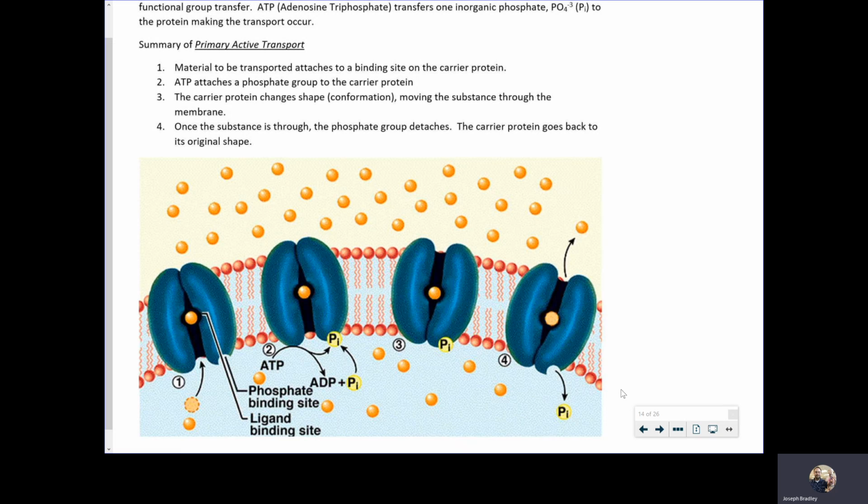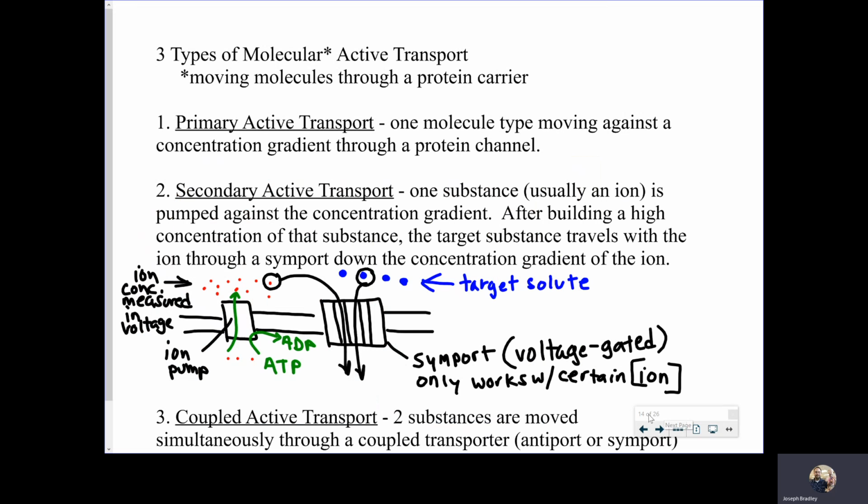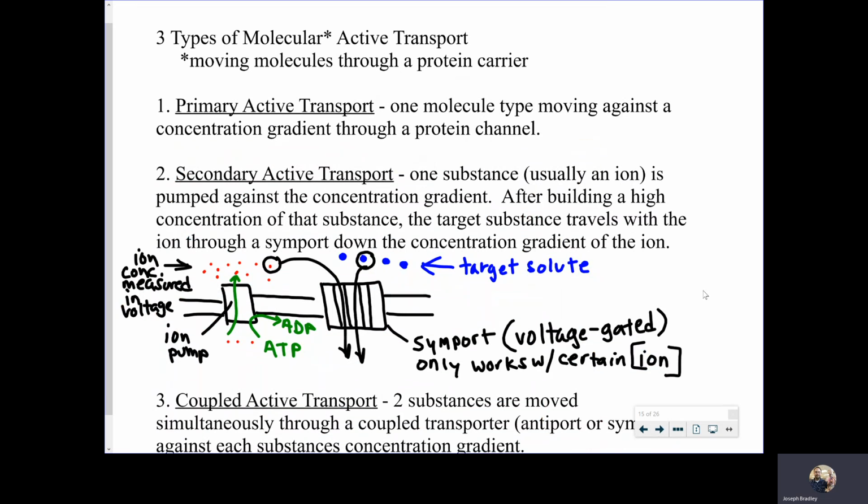And we'll talk about why you need to do active transport in future lessons. So there are three types of active transport. There's primary active transport, what we just demonstrated. Then there's secondary active transport. So secondary active transport is interesting.